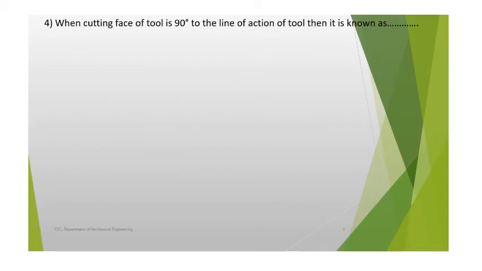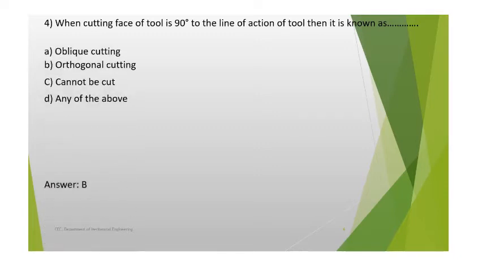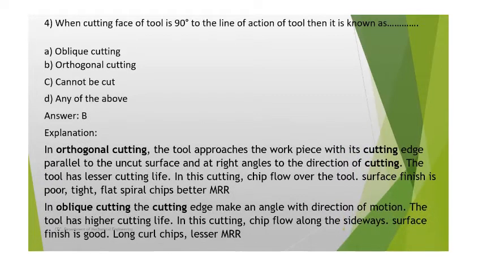Fourth one: when the cutting face of the tool is 90° to the line of action of the tool, then it is known as? Oblique cutting, orthogonal cutting, cannot be cut, or any of the above. The correct answer is orthogonal cutting. Explanation: in orthogonal cutting, the tool approaches with the cutting edge parallel to the uncut surface, that is, the flat surface. The oblique cutting makes an inclination to the direction of the motion.